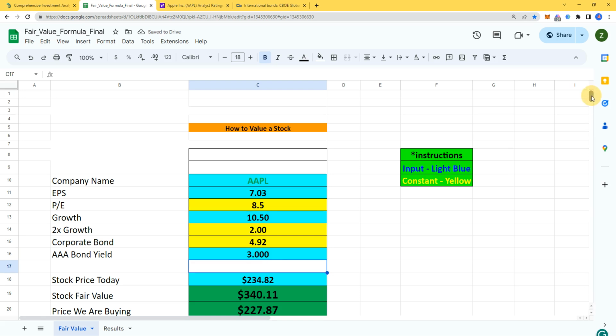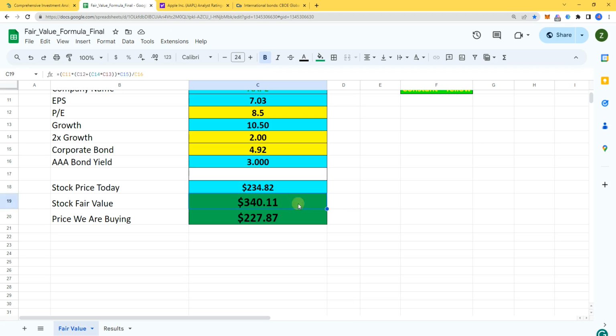Yeah, it's an interesting number, $340. That is crazy. $340, that's the stock price fair value, and the price that you are supposed to be a buyer with a big cushion is 227, which is probably what we were, I don't know, like a week ago, something like that. But the fair value as of now, that's pretty awesome.